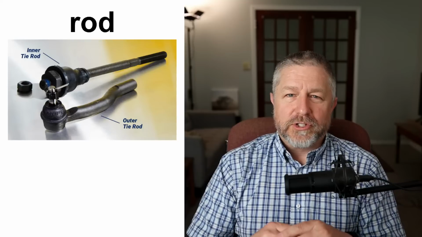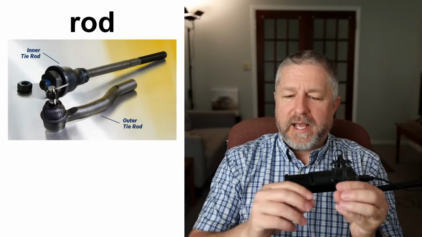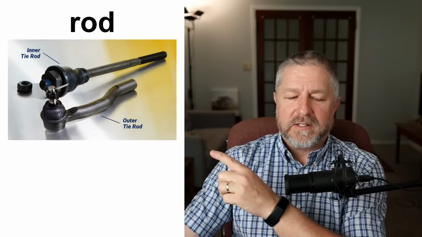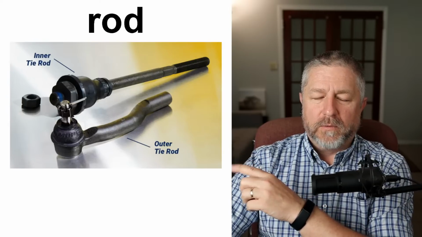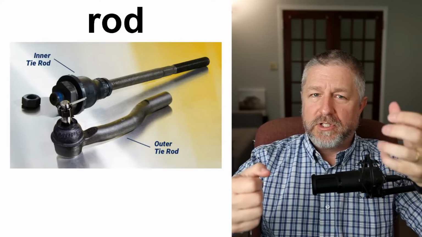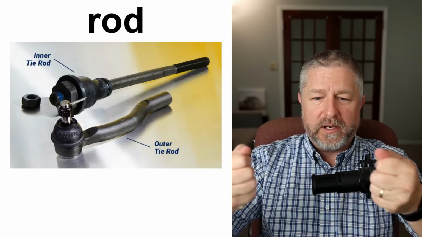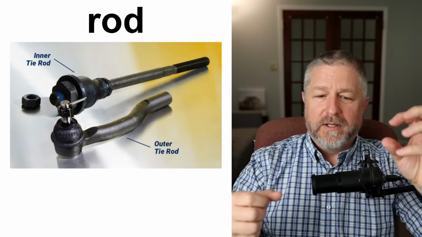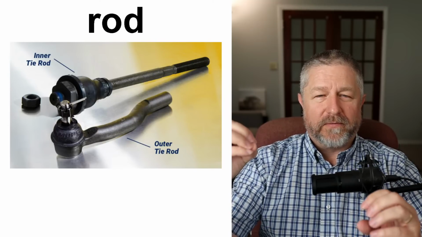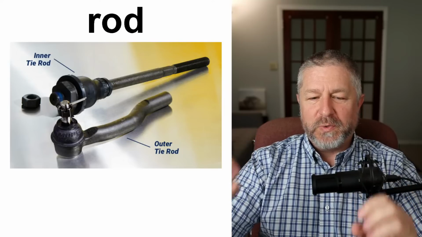And just a general description, anytime we connect one part to another part with something like this, we call it a rod. A rod generally doesn't turn. It's usually used to just connect one piece to another piece. So if you have, these are called tie rods. They connect one piece of your front end of a car to the other end.